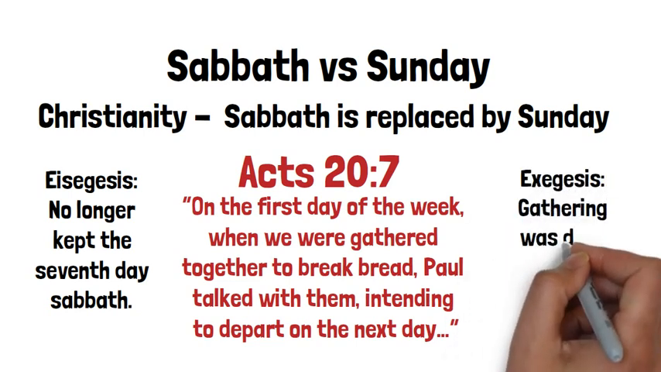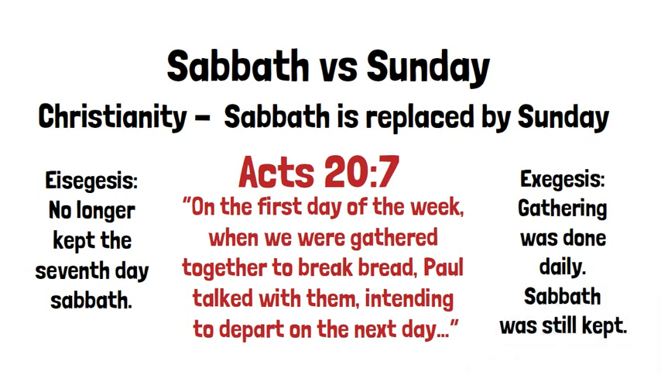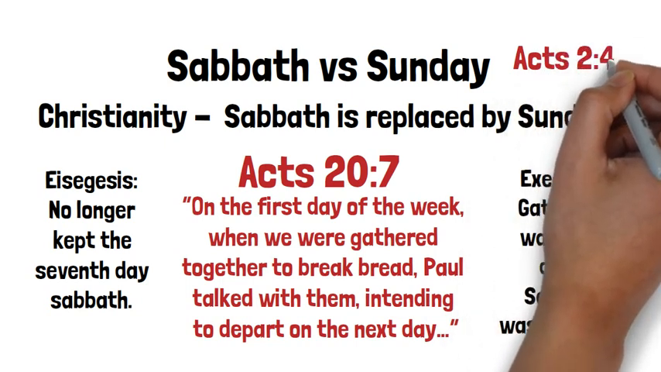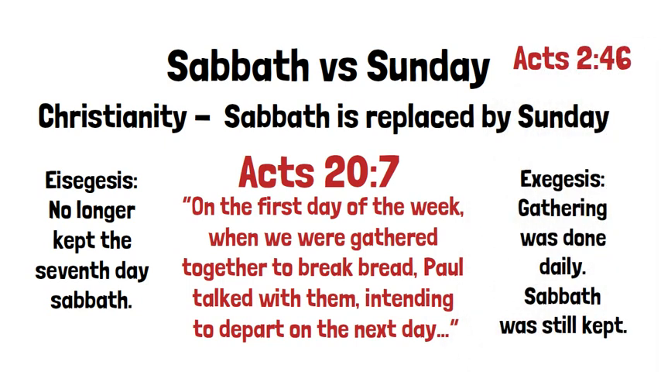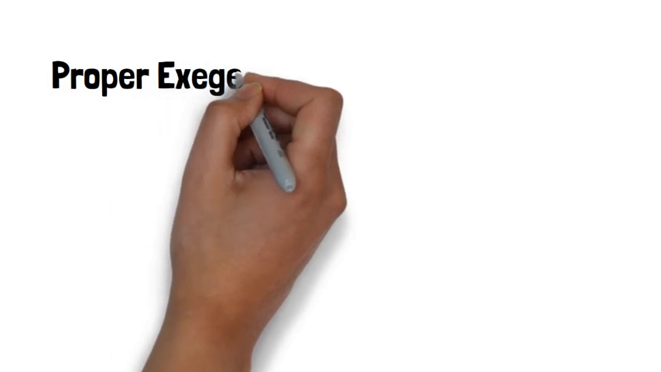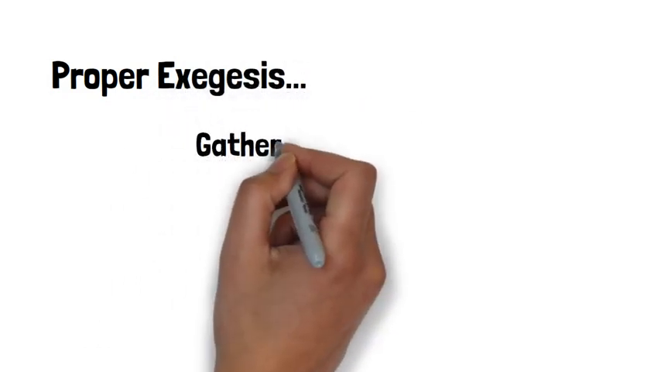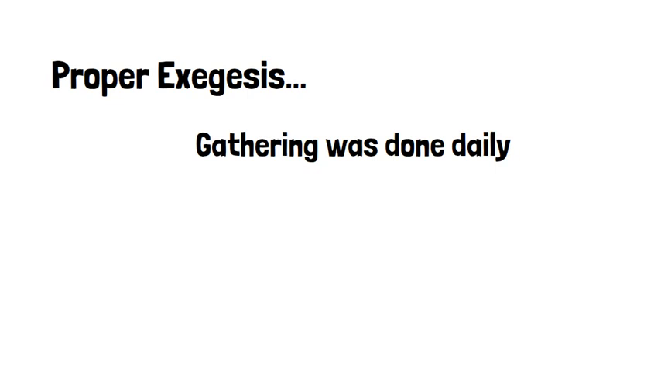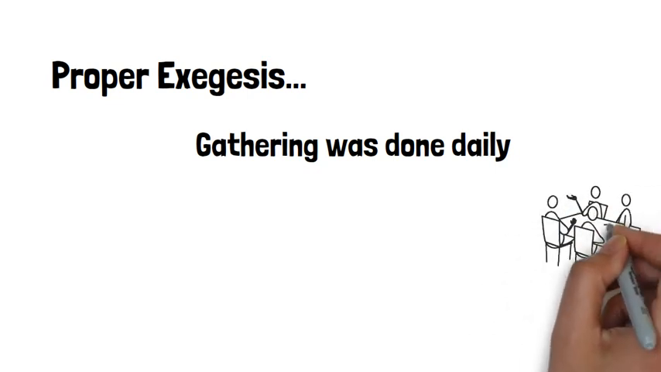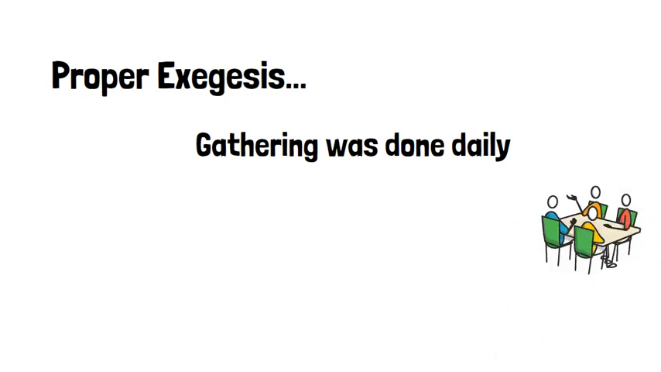Using proper exegesis, we find that gathering and breaking bread was seen as a daily thing. It was common and not evident as a sign of keeping that day holy. Acts 2 verse 46, "continuing daily with one accord in the temple and breaking bread from house to house." Gathering on any day to break bread and discuss matters of importance can occur any day of the week. By using proper exegesis, we see that the original context is simply acknowledging that they had a meeting.